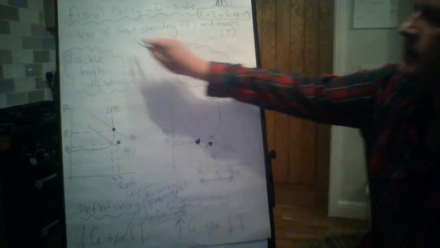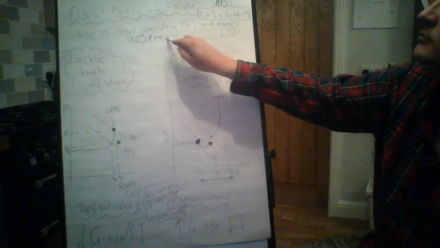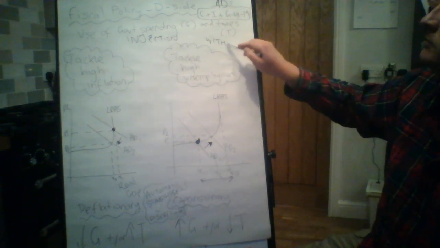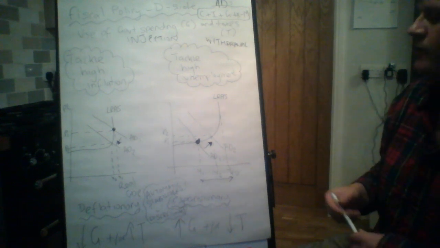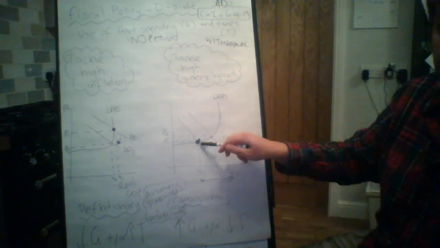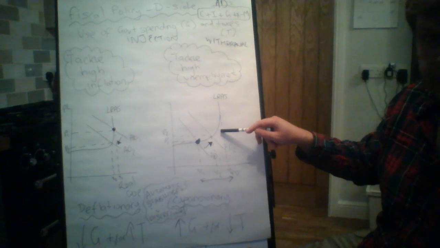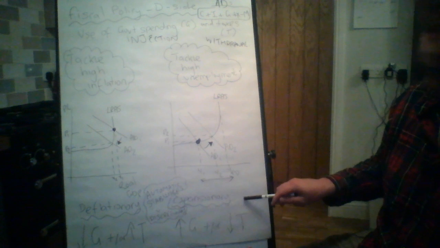Now remember, government spending is an injection into the circular flow. Taxes are a withdrawal from the circular flow. So if we wanted to create more jobs and boost aggregate demand, what we would recommend the government do is to follow what we call an expansionary fiscal policy.